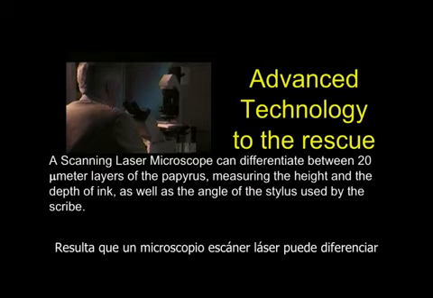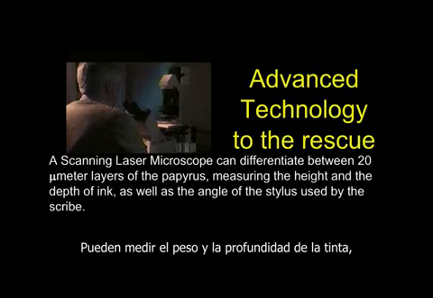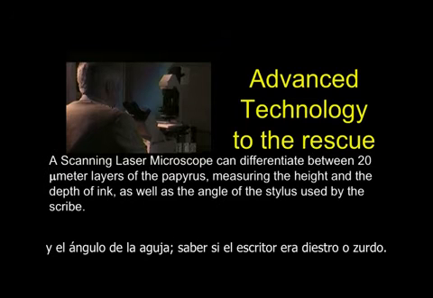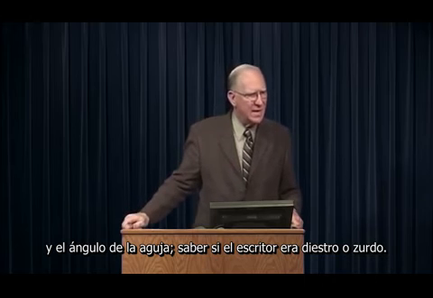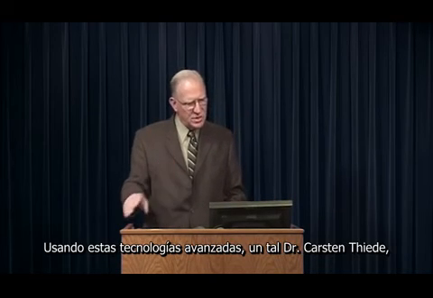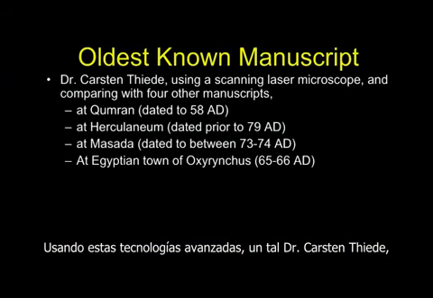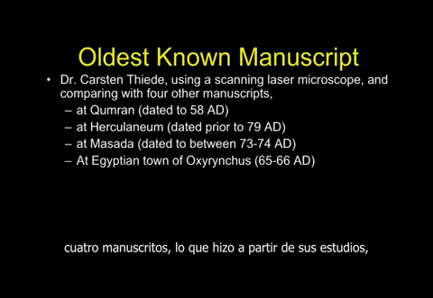It turns out that a scanning laser microscope can differentiate between 20 millionths of a meter layers of the papyrus. They can measure the height and depth of the ink as well as the angle of the stylus. They can tell whether the writer was right or left-handed. See, the technology today is astonishing. Well, using these advanced technologies, it turns out that Dr. Karsten Thiede, using a scanner laser microscope and comparing with 4 other manuscripts, and I won't go through the details of the other 4 manuscripts.